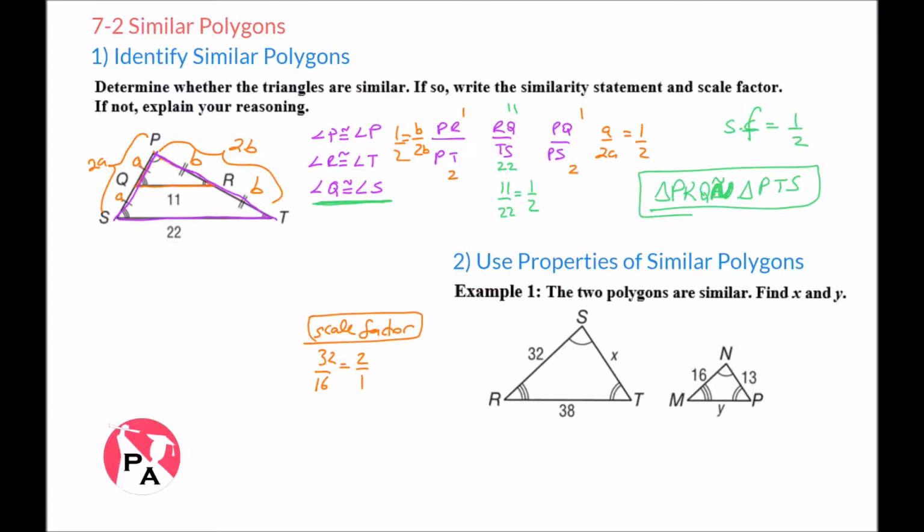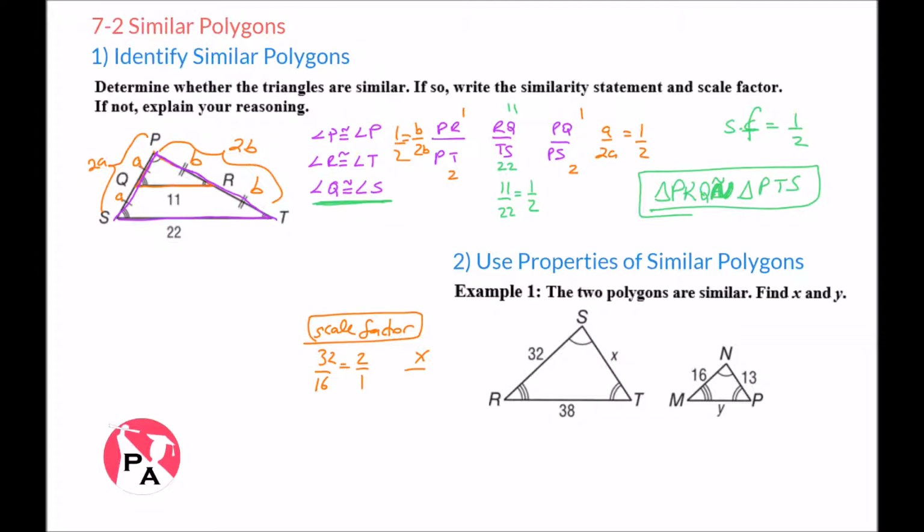This is the ratio of these two triangles. It's in every single pair of the segments that correspond to each other between these two triangles. So now let's look at this side. It has x in it. So x over its corresponding side must be 2 over 1. The corresponding side of x is 13.